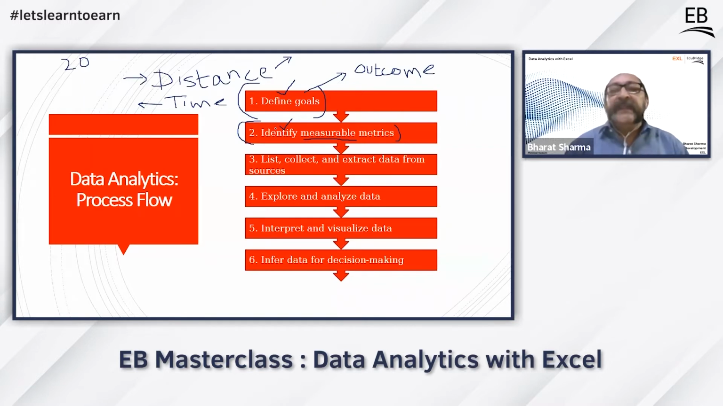So you define a goal and then you identify a measurable metric that is going to help you focus on what you need to collect. Then once that is achieved, we will list down all that we need to collect and extract data from different sources. Then only we will know what data, and how much data, from which source I will be collecting. Once this collection is done, then we are going to explore and analyze the data. Now, this is also a step which is not very straightforward.